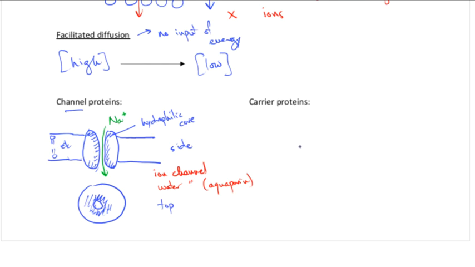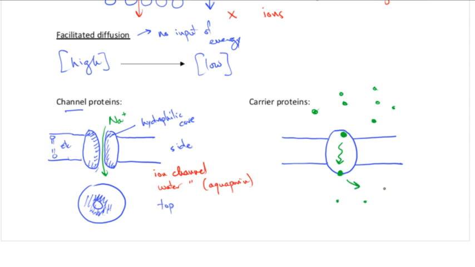Another possibility is a carrier protein. Here's my phospholipid bilayer again. Here's another integral protein, but this one doesn't have a channel through it. What it does is it picks up a molecule on this side. So let's say there are molecules out here. It picks up a molecule on this side. These molecules are in high concentration on the one side and in low concentration on the other, and it actually carries it through, changing shape, changing conformation, and spits it out on the other side. So the protein itself is changing shape.